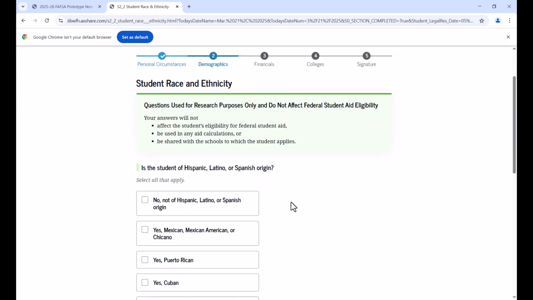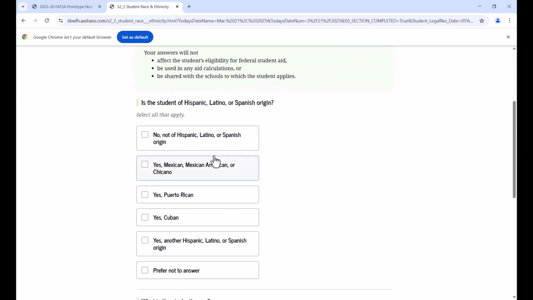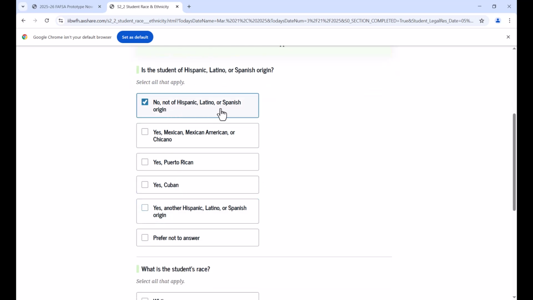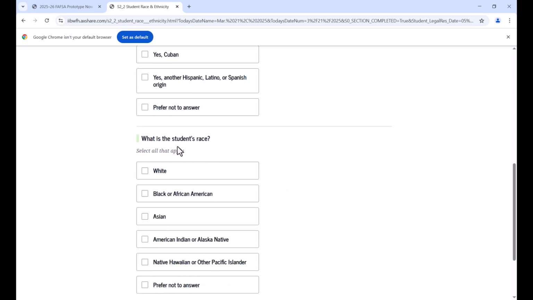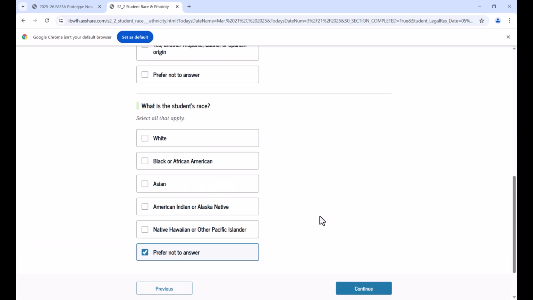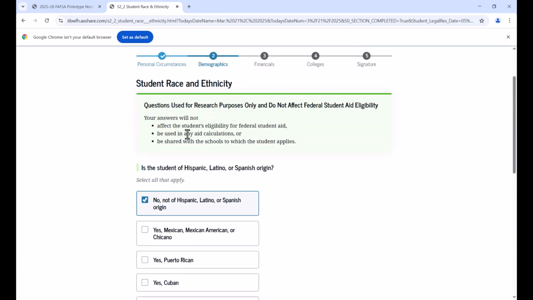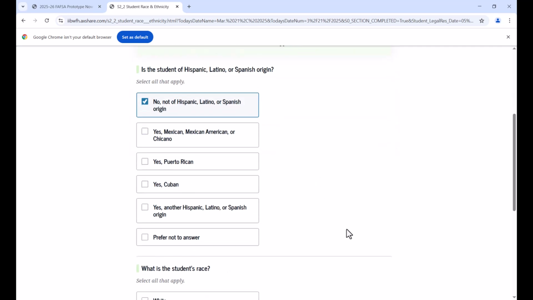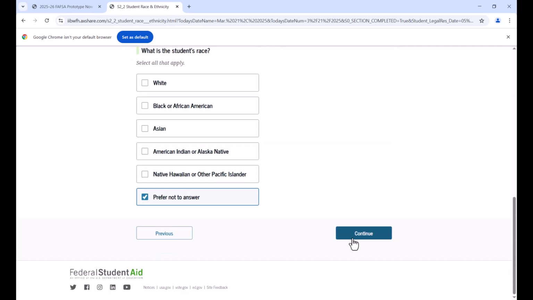Now we're on to the race and ethnicity portion. It is asking, is the student Hispanic, Latino, or of Spanish origin? If you'll answer that question as it pertains to you. Same for what is the student's race. And again, if you do not feel comfortable answering, you can select prefer not to answer, but just remember, these questions are used for research purposes only and will not affect student aid eligibility.